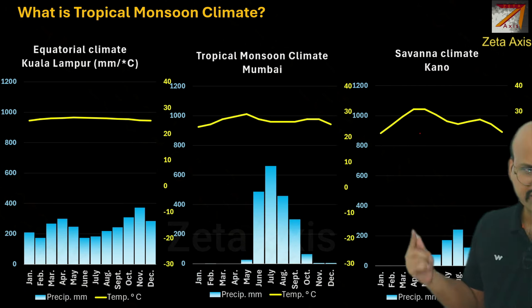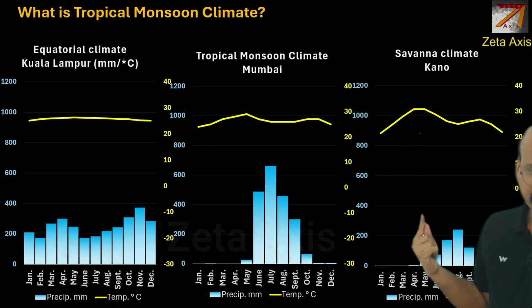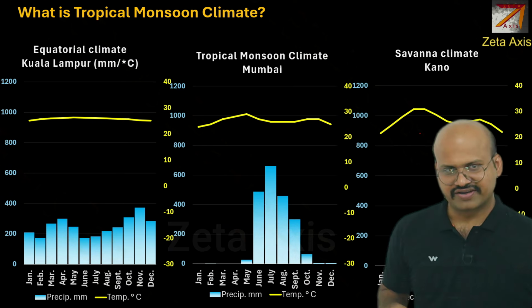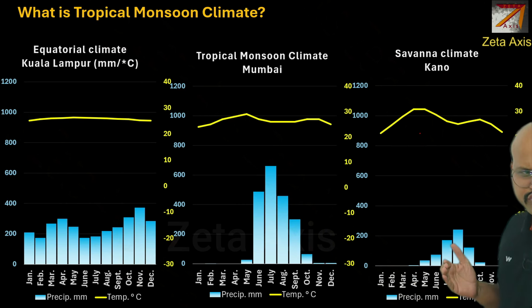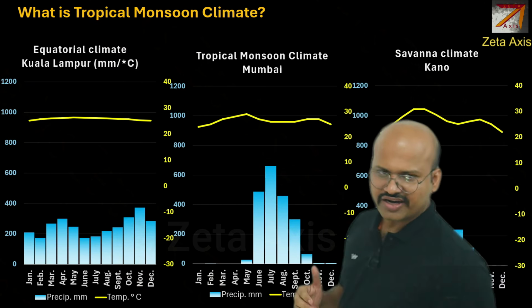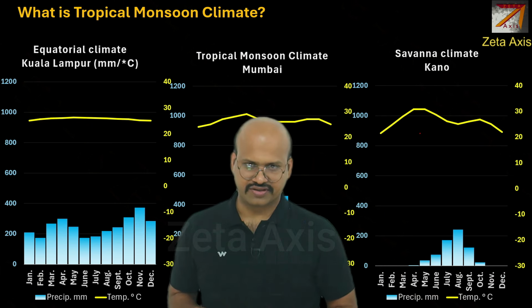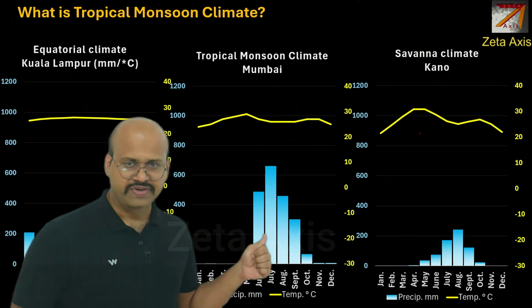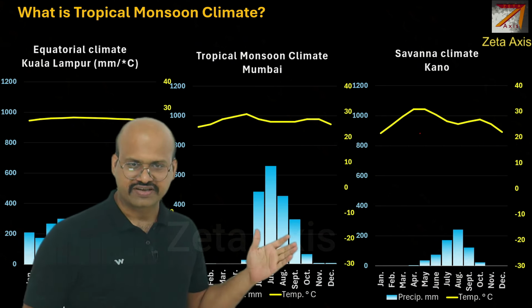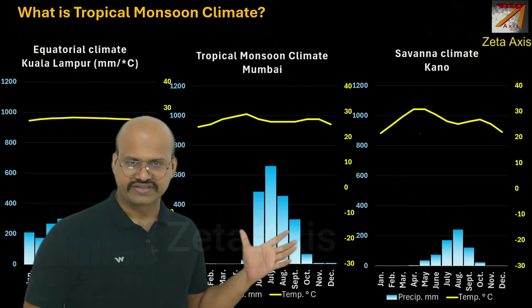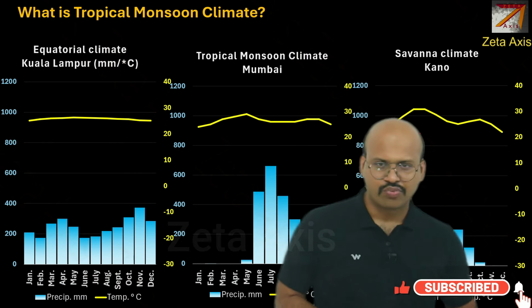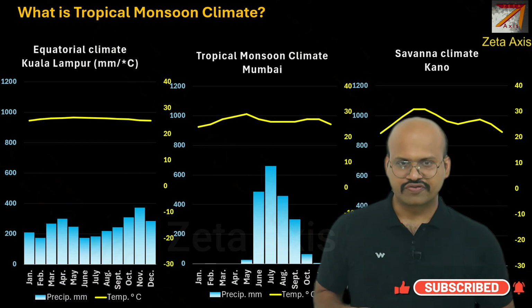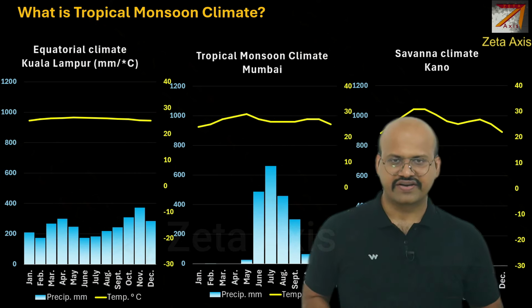And if we get these two charts, the most significant difference is the amount of precipitation. Here it should generally be less than 100 or 70 centimeters, while here it should be more than 150 or 200 centimeters. So this is the key difference between these two climates. If you get these charts, this is how you can identify them.